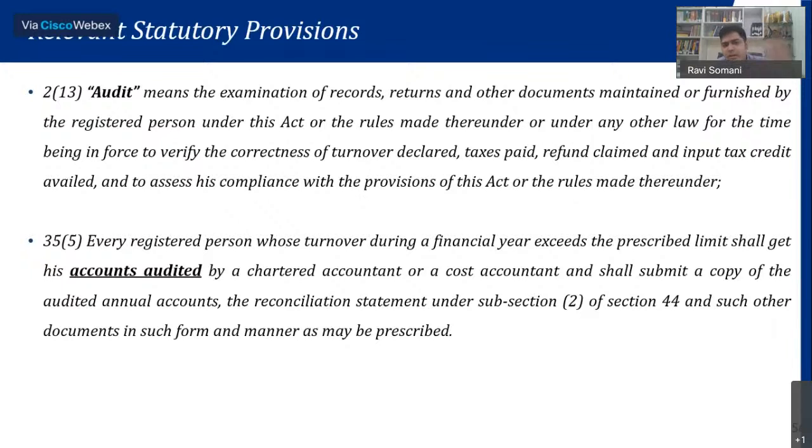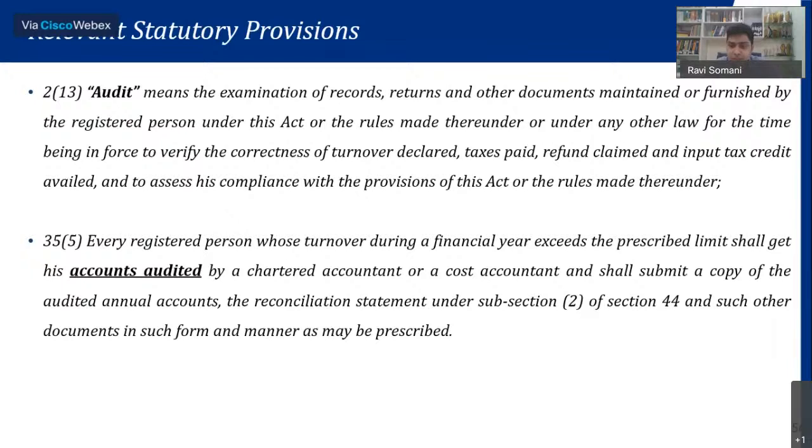Now, leaving aside the definition of audit under 2(13), I am not going into that, because once we go into that, the view becomes very simple: you need to verify everything. But I am leaving aside the definition in 2(13). Section 35, subsection 5 says that every registered person whose turnover during a financial year exceeds the prescribed limit shall get his accounts audited. Accounts audited.